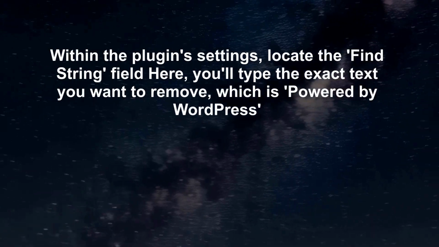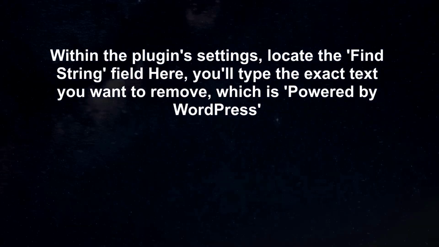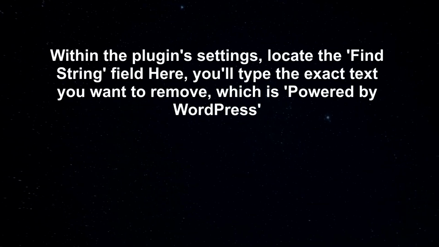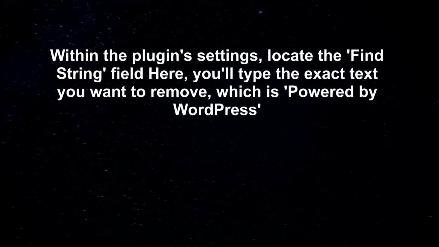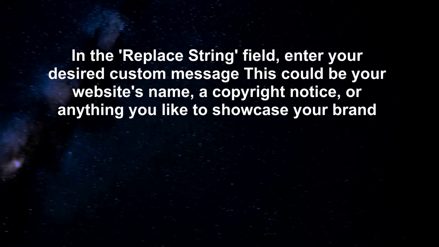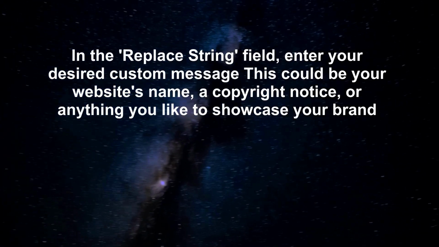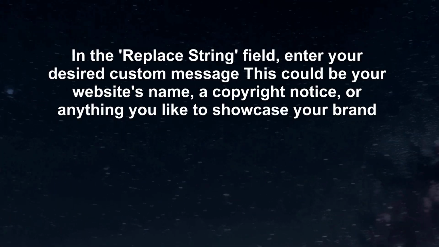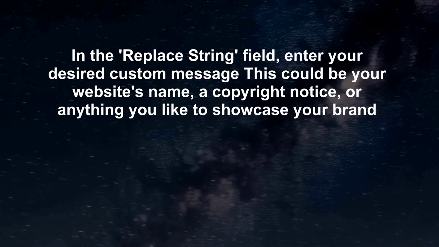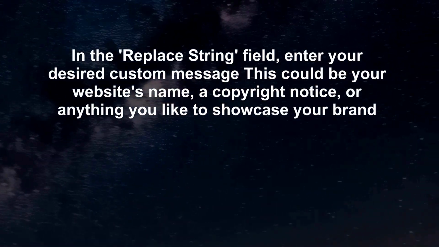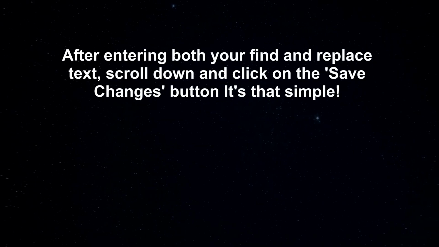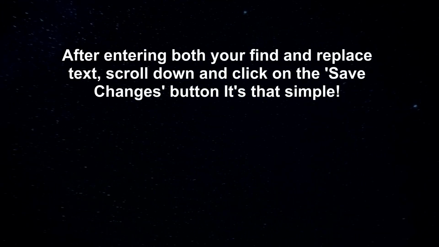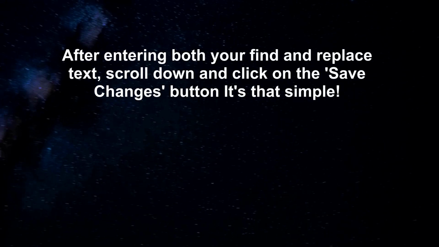Within the plugin settings, locate the Find String field here. You'll type the exact text you want to remove, which is "Powered by WordPress". In the Replace String field, enter your desired custom message. This could be your website's name, a copyright notice, or anything you'd like to showcase your brand. After entering both your find and replace text, scroll down and click on the Save Changes button.